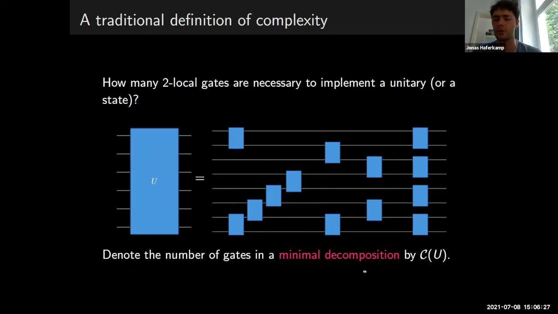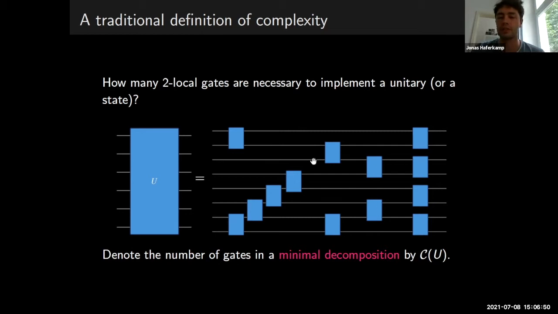Every global unitary can be decomposed into two-local gates. This is sort of a folklore result in quantum information theory, and you can find, for example, a proof in Nielsen and Chuang's book. So you require at least 4^n times polynomially many two-local gates to implement any unitary. But of course, this decomposition is highly non-unique. In fact, you can find an infinite number of decompositions for an arbitrary unitary.